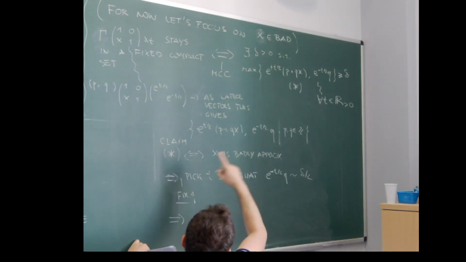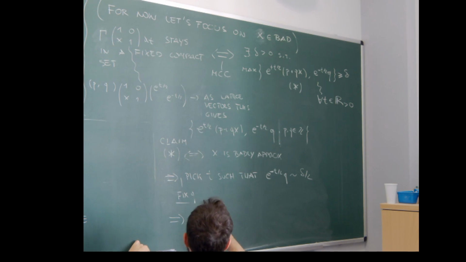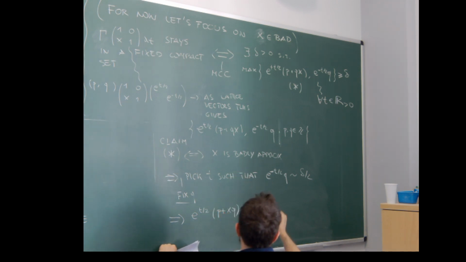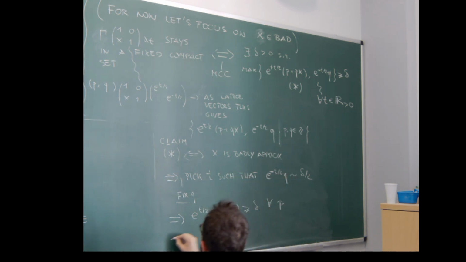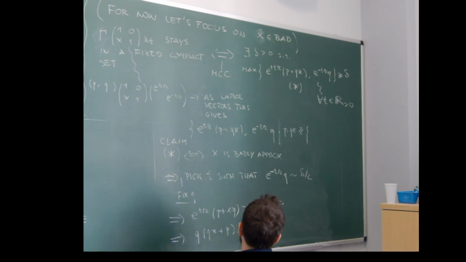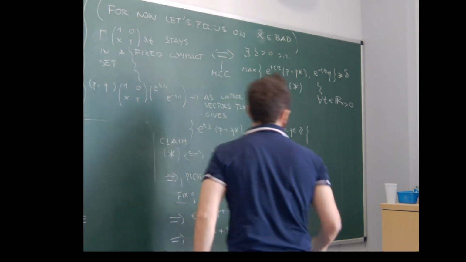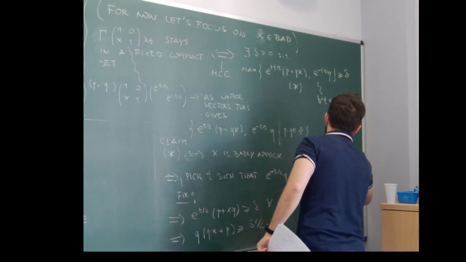So this implies that the maximum is given by the other vector, so e to the t halves p plus xq has to be larger than delta for all p, and this implies that the product q times qx plus p is larger than delta squared halves, okay? And the other direction is trivial.